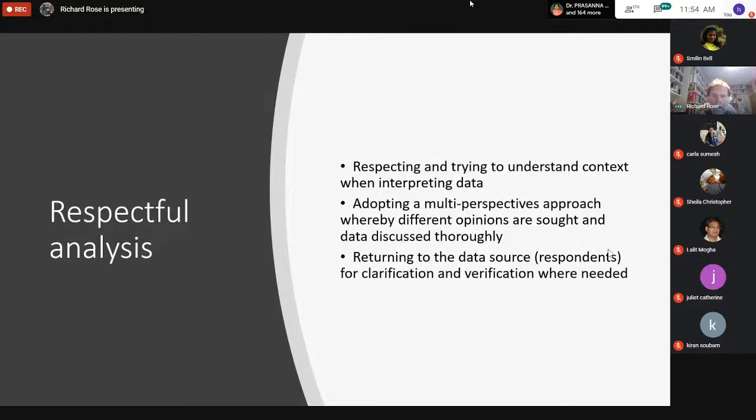Adopting a multi-perspectives approach can be helpful. So, for example, recently doing some work in Cambodia, I did some transcription of interviews, as did some colleagues from Cambodia, and we shared our interpretation of what we're seeing. And we sought to understand each other's perspective. And an important part of that is returning to the data source for clarification and verification. Involving people who are the subjects of research in the analysis of research can be a very fruitful way forward.